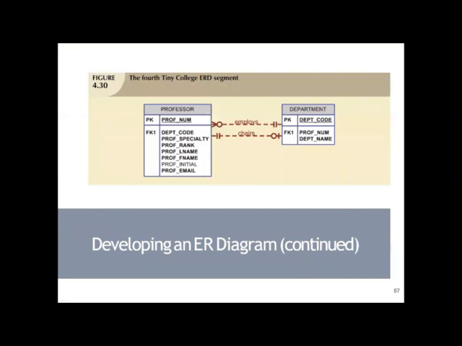The fourth Tiny College ERD segment. So we can see that the professor table and the department have two relationships, employs and chairs, with the primary key PROF_NUMBER becoming a foreign key in department, and department code becoming a foreign key in the professor table.